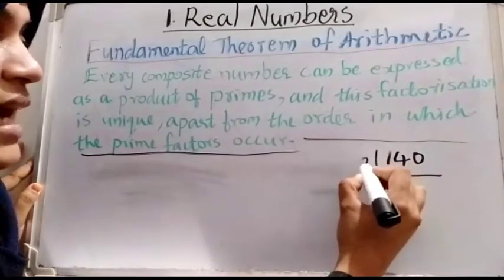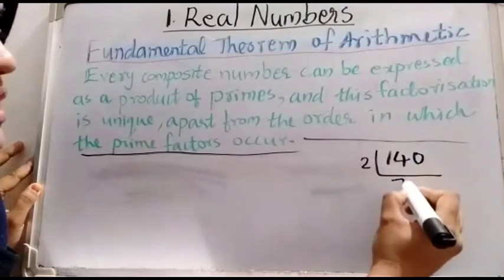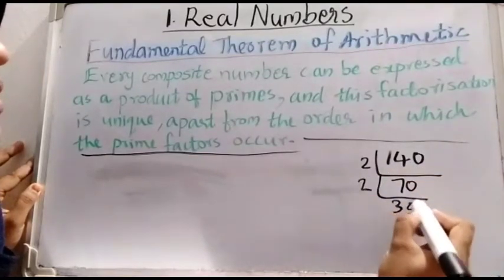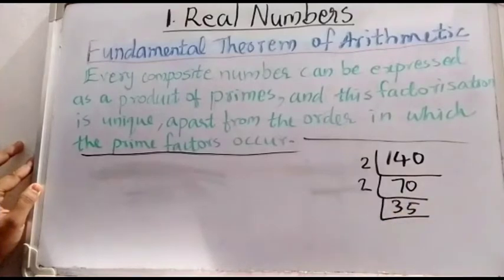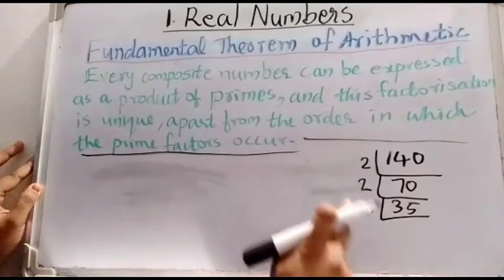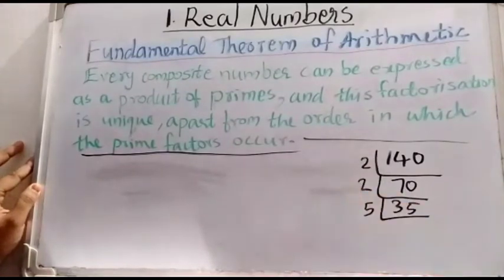So you can start with 2. 140 divided by 2 is 70, then again 35. Next step, 2 is not possible, so take 5 or 7. We can go in increasing order.